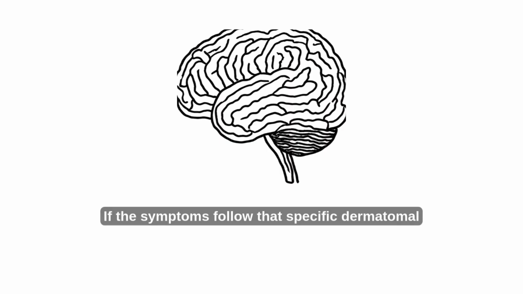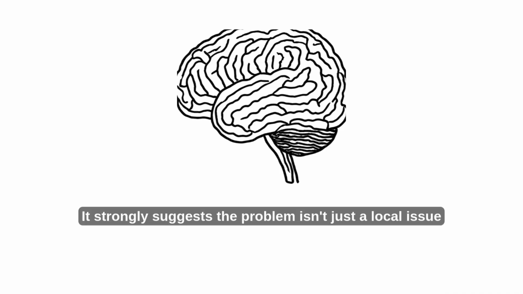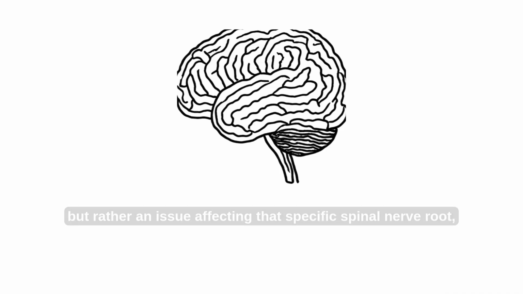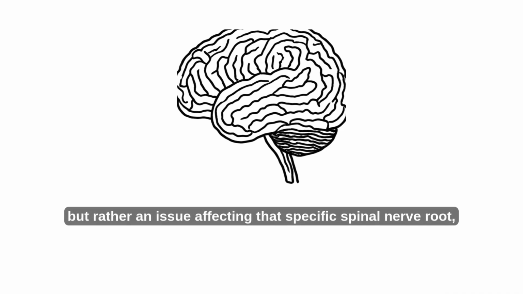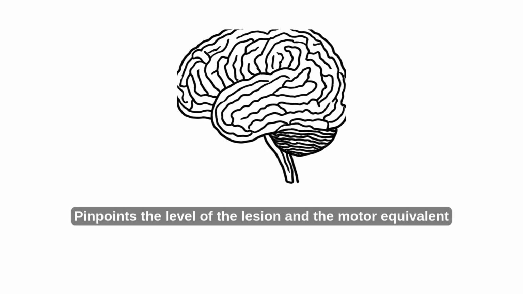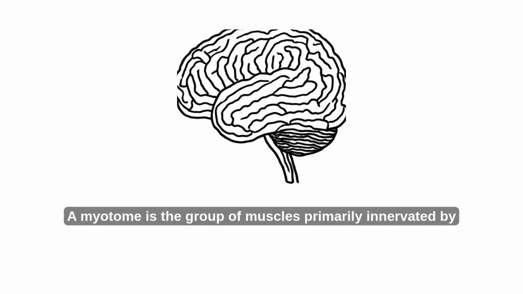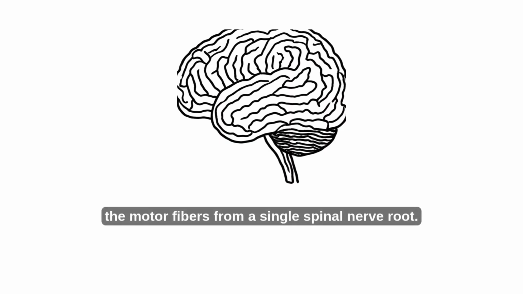Exactly. If the symptoms follow that specific dermatomal pattern, it strongly suggests the problem isn't just a local issue in the skin or muscle, but rather an issue affecting that specific spinal nerve root, maybe from a disc herniation or stenosis. Pinpoints the level of the lesion, and the motor equivalent is the myotome. Right. A myotome is the group of muscles primarily innervated by the motor fibers from a single spinal nerve root. And we test these with resisted muscle actions.